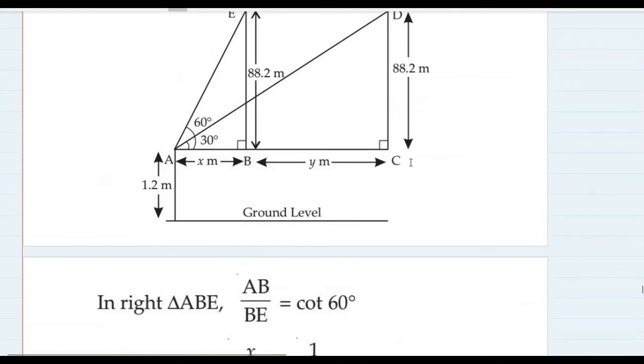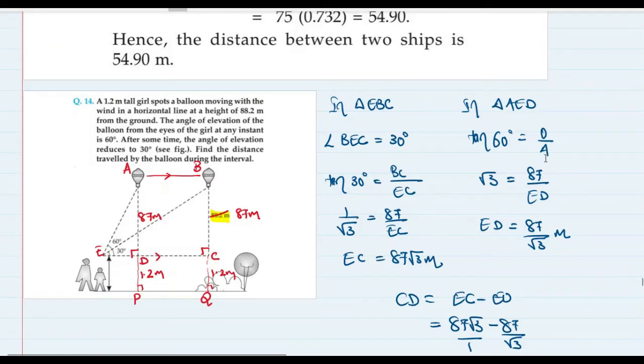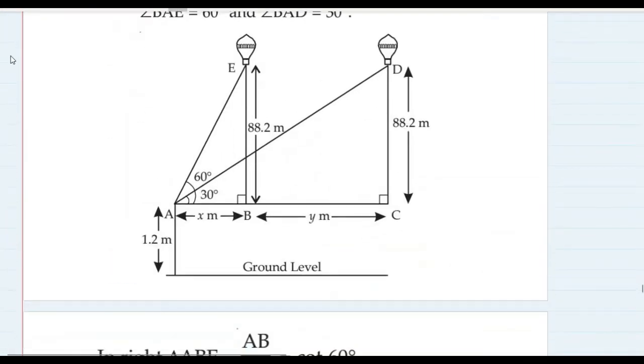Let's see what might have caused this calculation difference. Okay, so I found the mistake of this solution. Here they have clearly mentioned that the height of the balloon is 88.2 meter from the ground, and the height of the girl is 1.2 meter. But what they have taken, in the diagram also you can see, is that the height of the balloon is 88.2 meter from the level of the girl, and that is absolutely wrong.